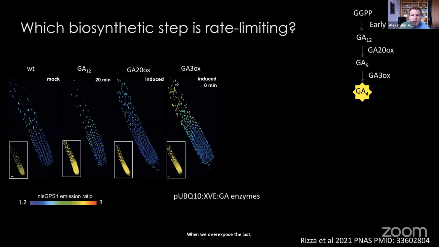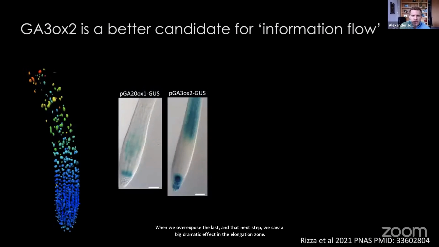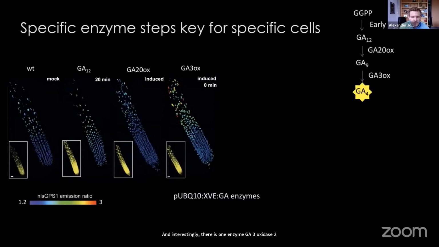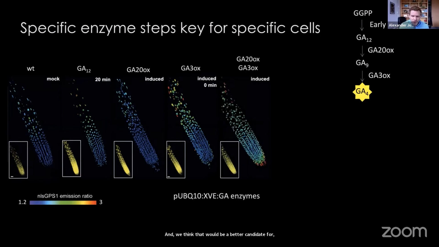And interestingly, there is one enzyme, GA3 oxidase 2, that better represents this GA pattern in roots. We think that would be a better candidate for, for example, integrating environmental information into gibberellin patterns in root growth. So there was still more to the story. One thing we found was that both biosynthetic enzymes, 20 oxidase and 3 oxidase, the last 2 biosynthetic steps, are both rate limiting in the root tip.